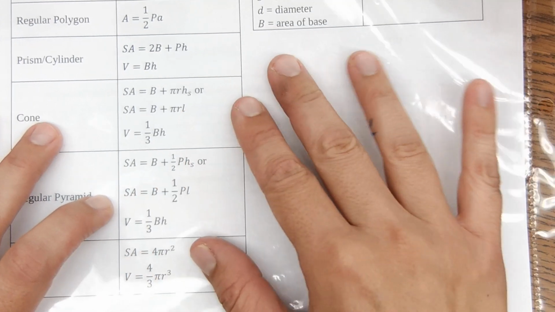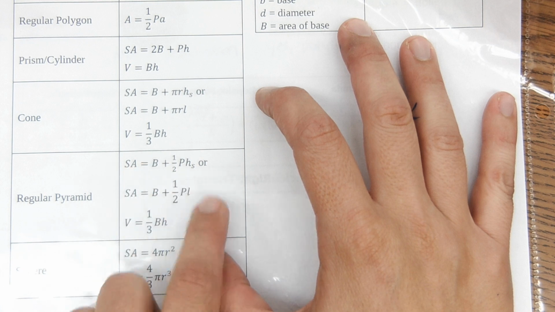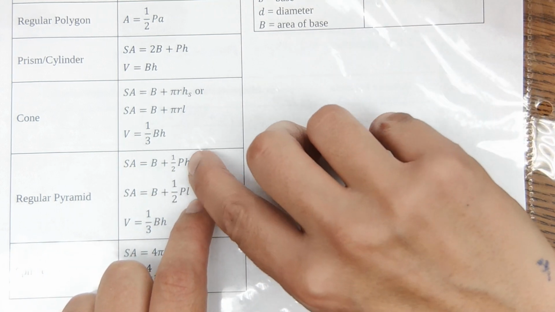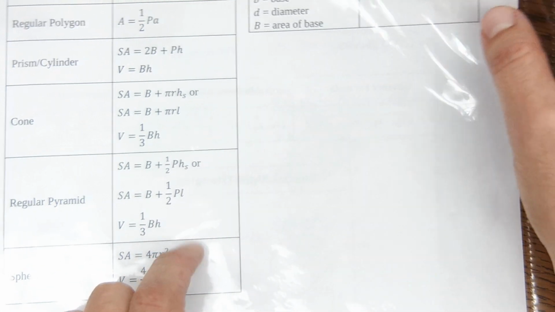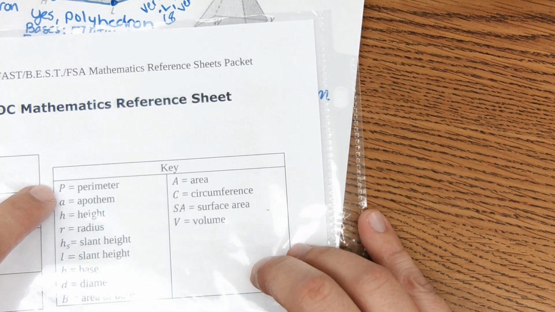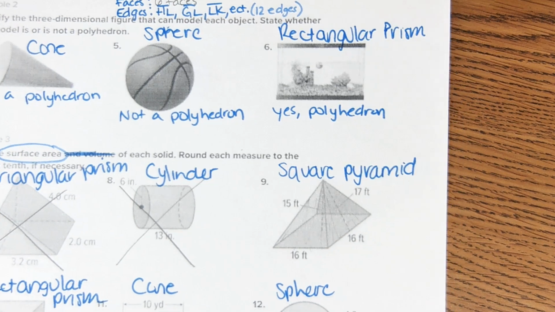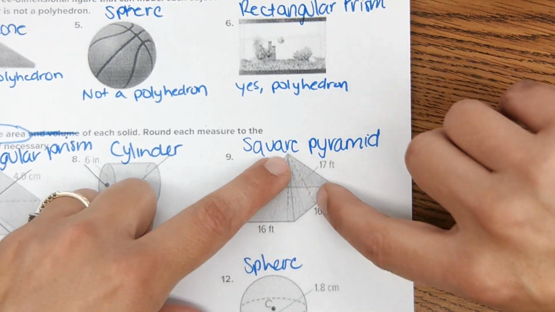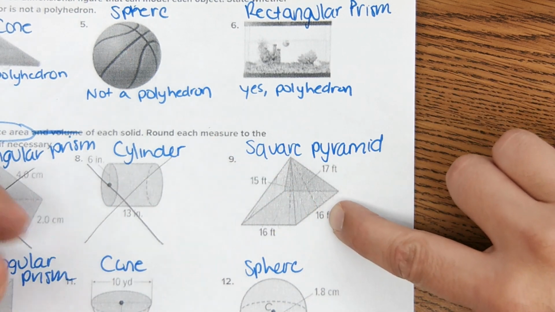And it has SA, which means surface area. It seems to have 2 different equations, but these 2 equations are the same thing. HS stands for slant height. L also stands for slant height. So it's just the same equation. And if you forgot what any of these letters mean, there's a key over here, and it shows L is slant height. So L, which is new to us, would be slant height, and you can see slant height for this would be this 17 feet right here.